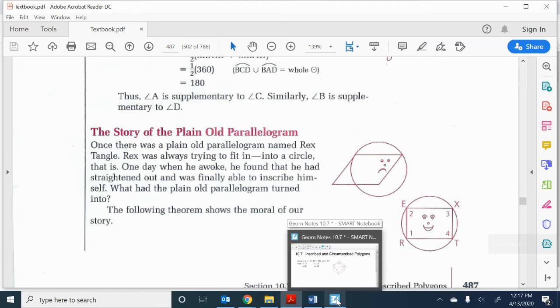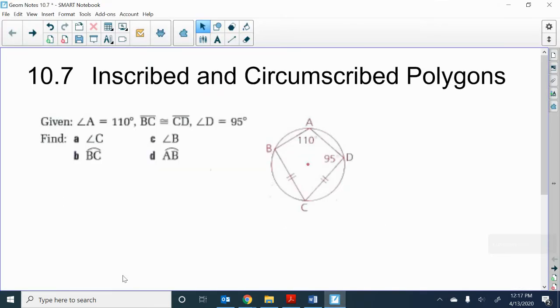Okay, so let's do some examples using that theorem and some of the other things that we have from this section. So in this diagram, angle A is 110 degrees. BC and DC are congruent to each other, and angle D is 95. So they want us to find a couple of the things here. So let's start with finding the measure of angle C. So angle C is across from angle A. It's an opposite angle with angle A.